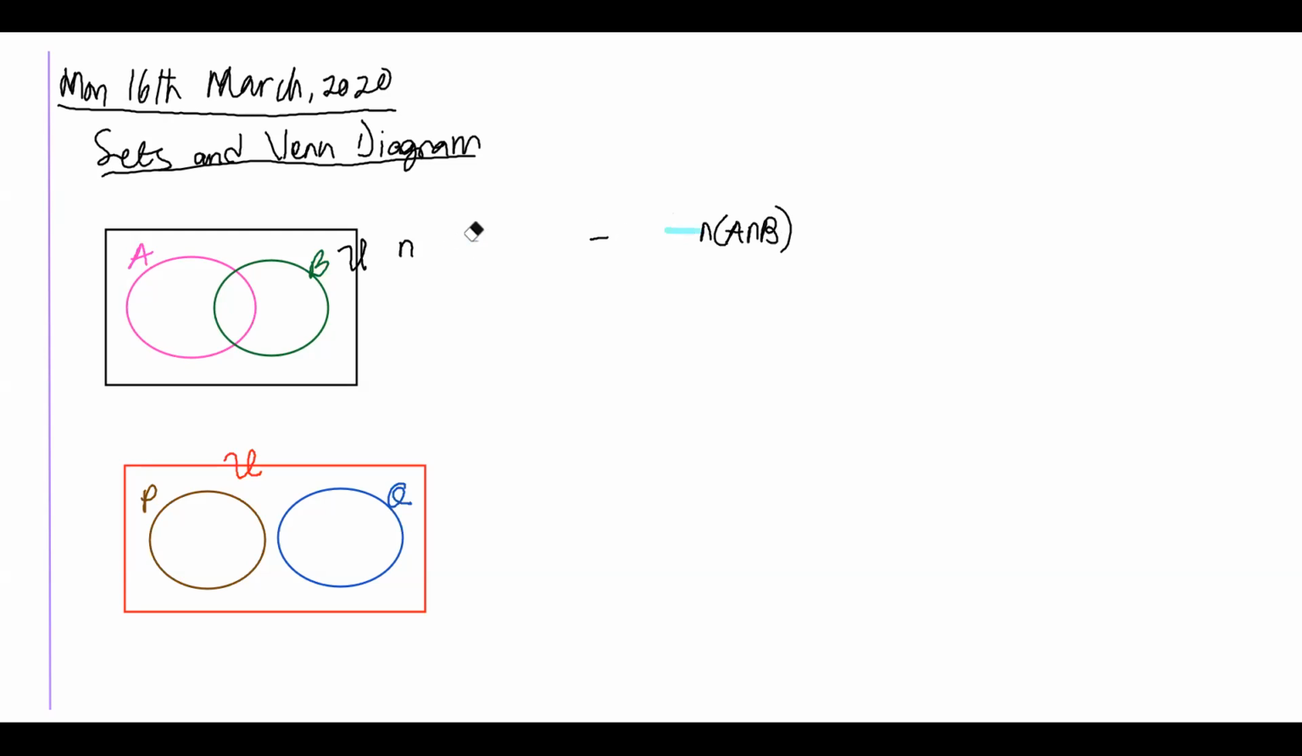Maybe I can write it below this line. Cardinality of A union B, cardinality of A, cardinality of B, cardinality of A intersection B. So in the second case, can anyone tell us the cardinality of P union Q?